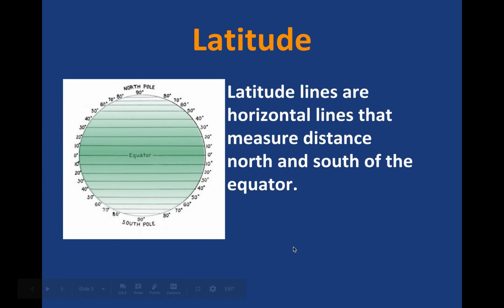Latitude lines are the horizontal lines that measure distance north and south of the equator. So our starting line is the equator. Latitude lines tell us how far from the equator we are. So if we're up here, it tells us we're 30 degrees north. If we're down here, it tells us we're 70 degrees south of the equator. So it just tells us how far from this line we have traveled.